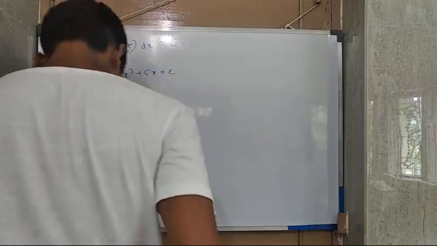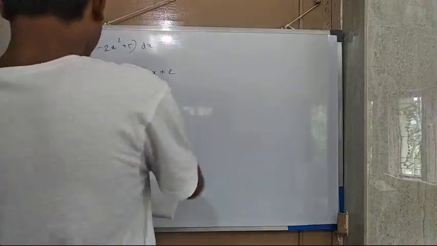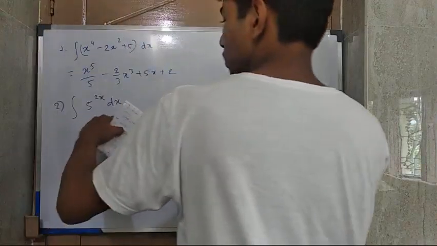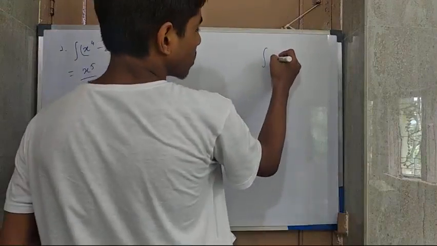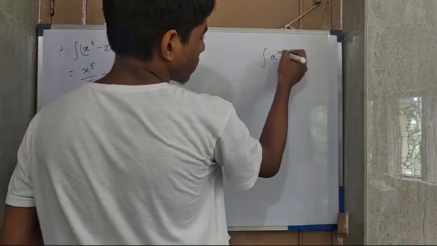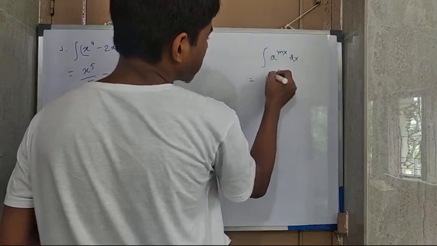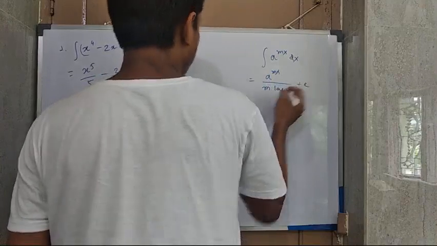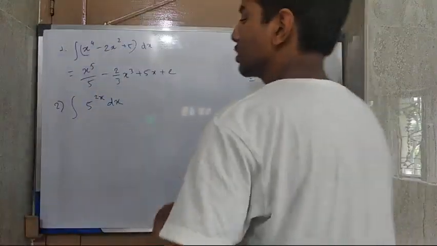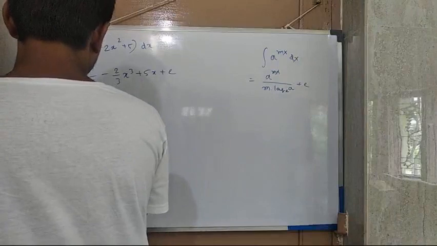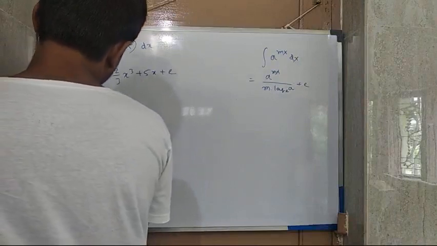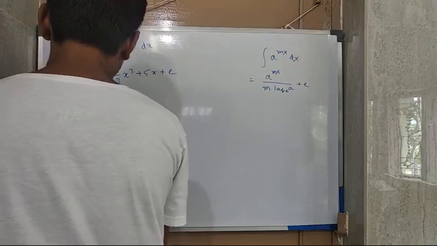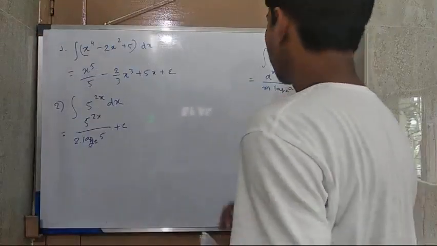Now let's proceed to the second integral. The second integral is the integral of 5 to the power 2x dx. This is in a general format. The general format is the integral of a to the power mx dx, which is a to the power mx by m times log a plus c. So we can just integrate it simply as 5 to the power 2x by 2 times log 5 plus c. So this is the second integral.